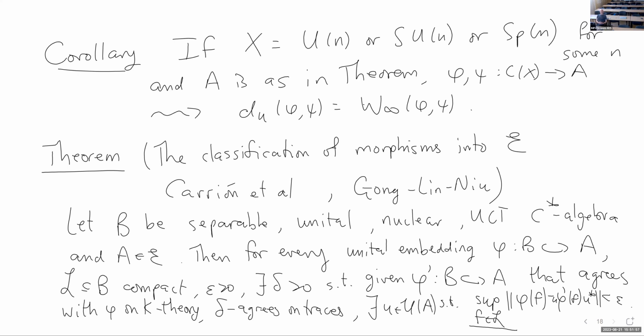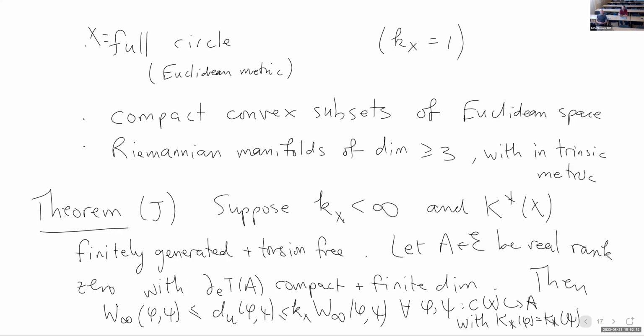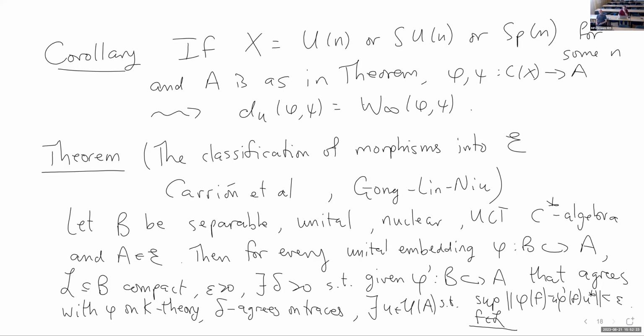Okay, so the thing that I've been a bit vague about is "agrees with phi on K-theory and delta agrees on traces." In the current usage, the A in the theorem that I proved is in fact real rank 0. I'm also assuming that the K-theory of X is finitely generated and torsion free. In this very special case, agreeing on K-theory literally just means that K star of phi prime is equal to K star of phi as maps from K star of C(X) to K star of A. That's all it means.